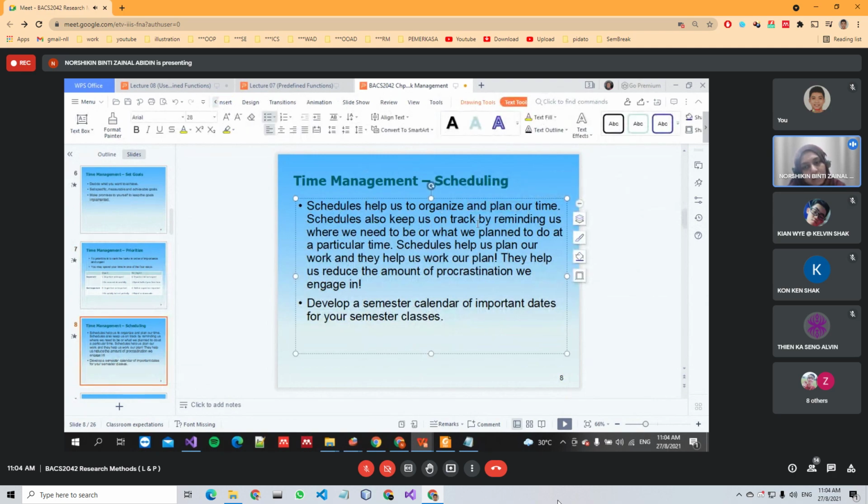And then scheduling. Schedules help us organize and plan our time. Schedules also keep us on track by reminding us where we need to be or what we planned to do at a particular time. Schedules help us plan our work, and they help us work our plan. They help us reduce the amount of procrastination.